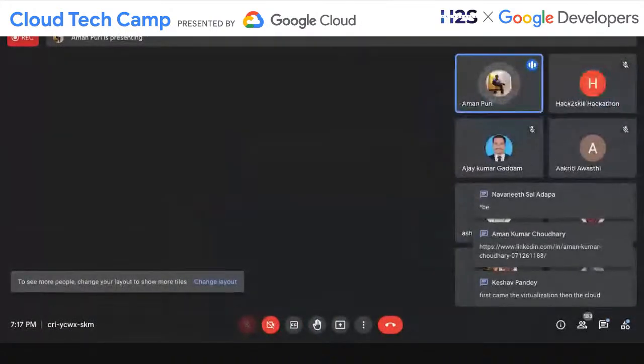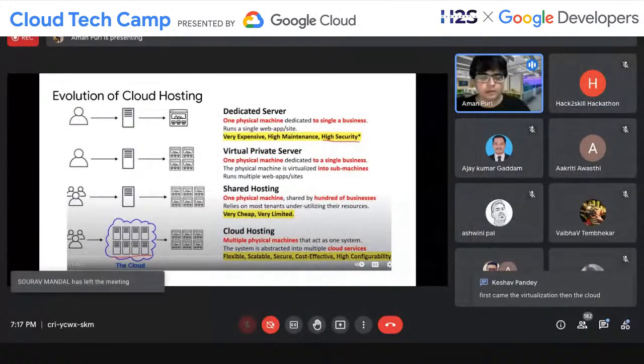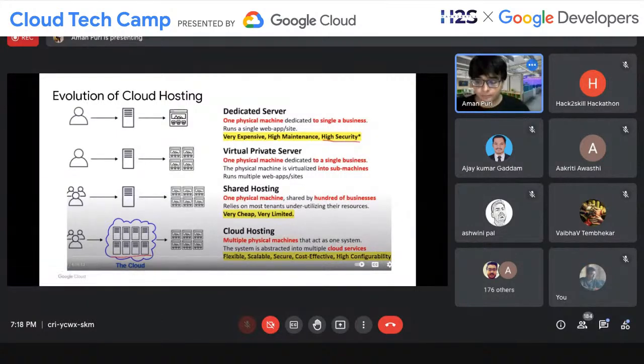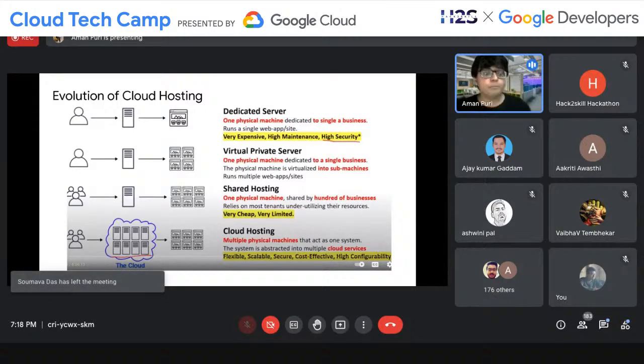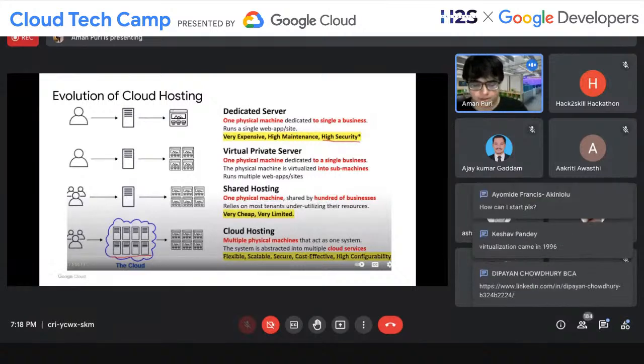Cloud resolved that problem. How did cloud resolve that problem? Cloud resolved it by allowing you to adapt, not just having one physical server, but multiple physical machines, which are flexible, scalable, secure, cost effective, and highly configurable. So you can have multiple cloud services coming into this case. Now you might be wondering, if one physical dedicated machine used to cost so much, how is cloud benefiting us, especially with the fact that there are dedicated physical machines in this case?